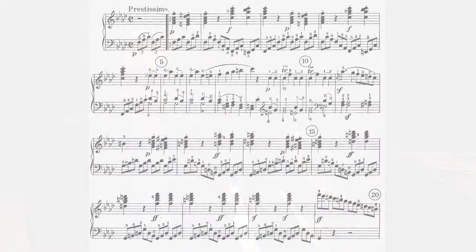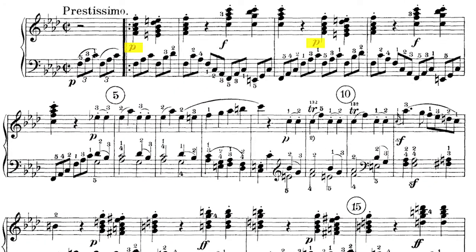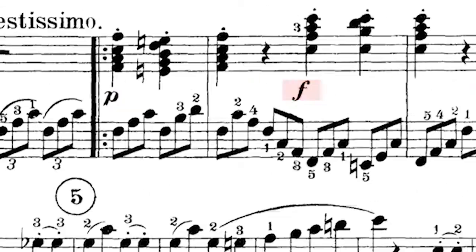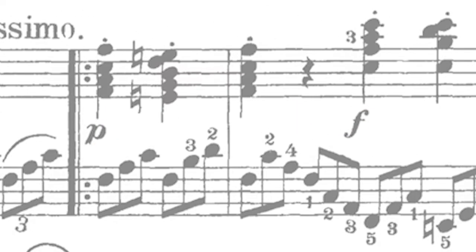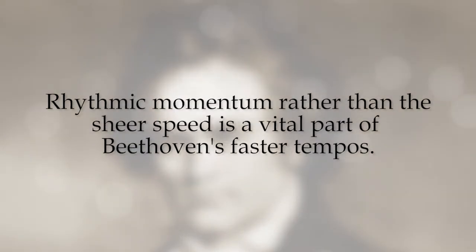In the first theme, we immediately feel the coiled spring tension of Beethoven's powerful dynamic contrasts in the violent opposition of piano versus forte, dynamic dynamite. Prestissimo is somewhat rare in the solo sonatas. The music must still be in a half note, not a whole note pulse. The rhythmic momentum, rather than the sheer speed, is a vital part of Beethoven's faster tempos.